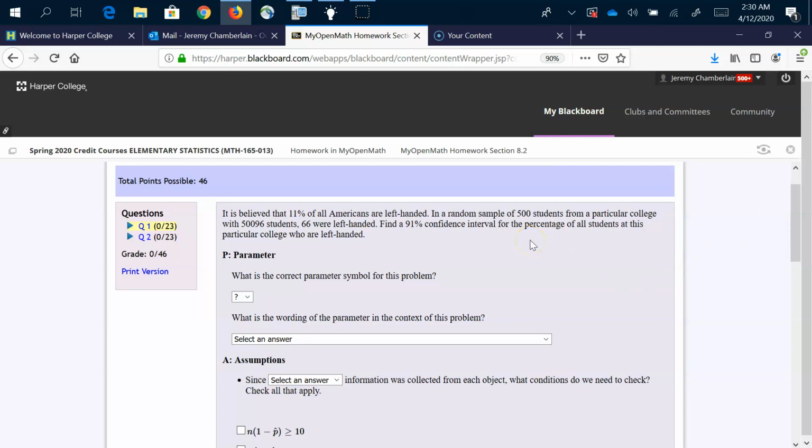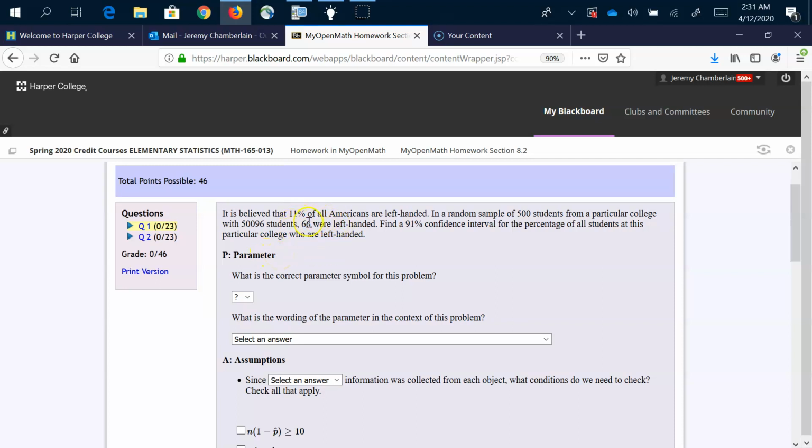It is believed that 11% of all Americans are left-handed. So the problem begins by giving us a proportion. It's actually a population proportion because of the word all. So the population proportion, little p, is evidently 11% or 0.11. In a random sample of 500 students, so that is our random sample, little n is 500, from a particular college with 50,096 students. Notice that is going to be the population. The population is specifically just this particular college, and capital N is 50,096.